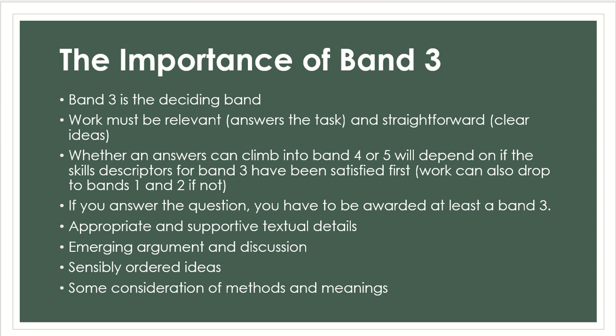Band 3 is also characterised by appropriate and supportive textual detail. The student will start to show an emerging argument or discussion in relation to the task. Their ideas will be ordered sensibly, and there will also be some consideration of methods and meanings, which is AO2, of course. If the student is not doing these things, they do run the risk of being awarded a Band 2 instead, because they have not demonstrated these things. So these are the things that students need to do in order to get at least a Band 3.